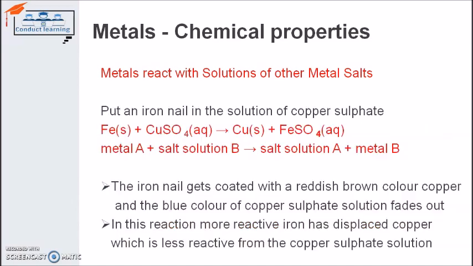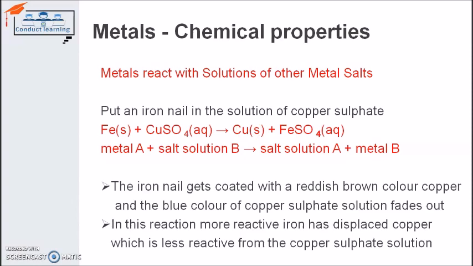How? Metal reacts with a solution of other metal salt, in which we put an iron nail in the solution of copper sulfate, CuSO4. So when we put iron in the solution of copper sulfate, we will see the copper is getting displaced from the copper sulfate solution, and iron is attached with the sulfate and becomes iron sulfate. So that means to say copper is getting displaced. So this is a kind of displacement reaction.